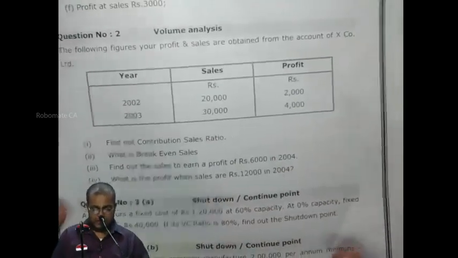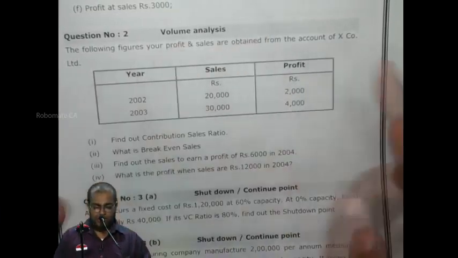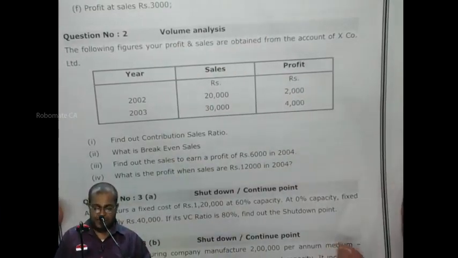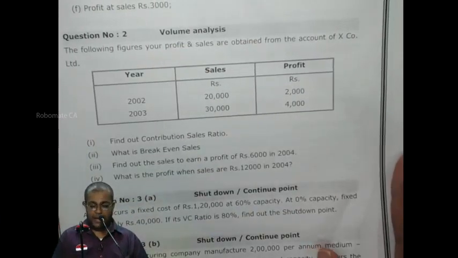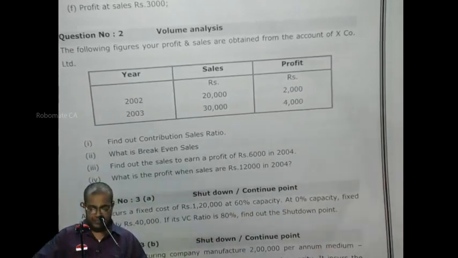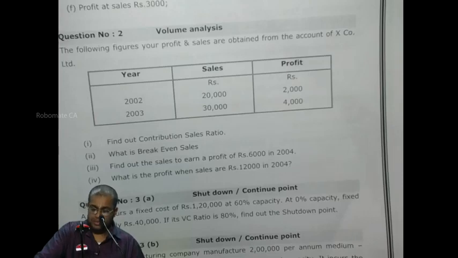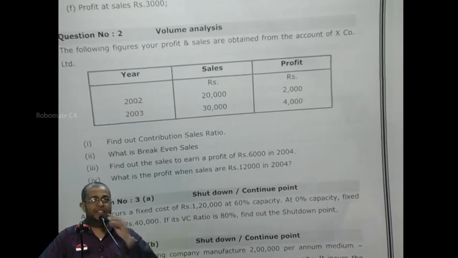The following figures of profit and sales are obtained from the accounts of X Company Limited. Year 2002, 2003: sales 20,000, 30,000; profit 2,000 and 4,000. Find out the contribution sales ratio.